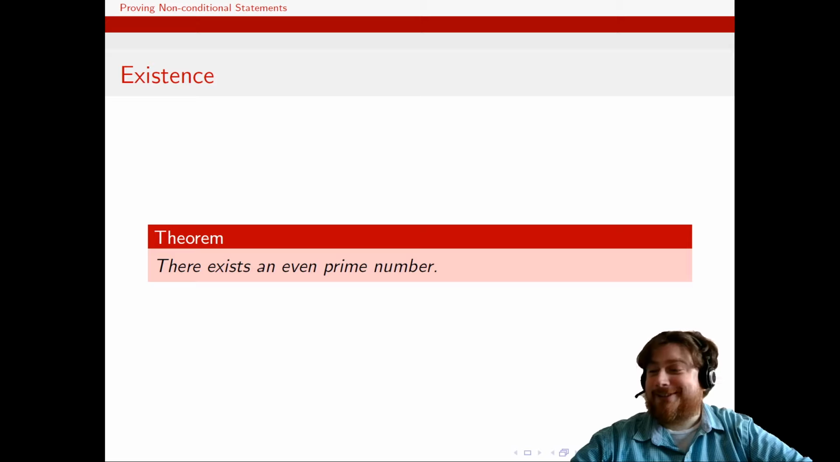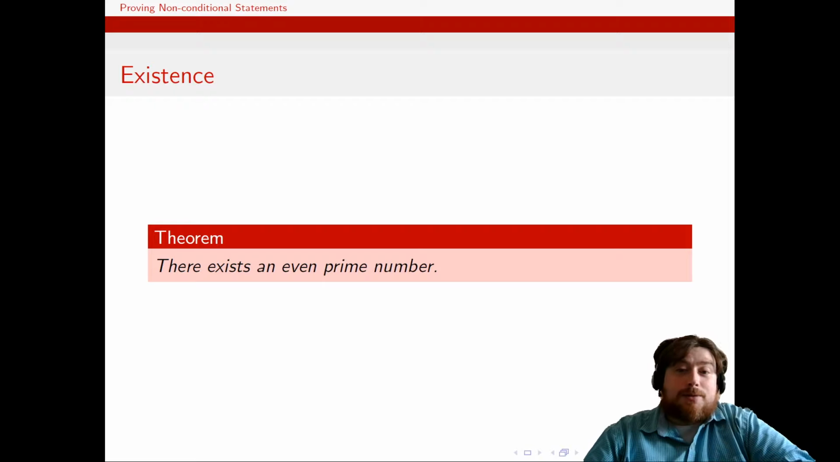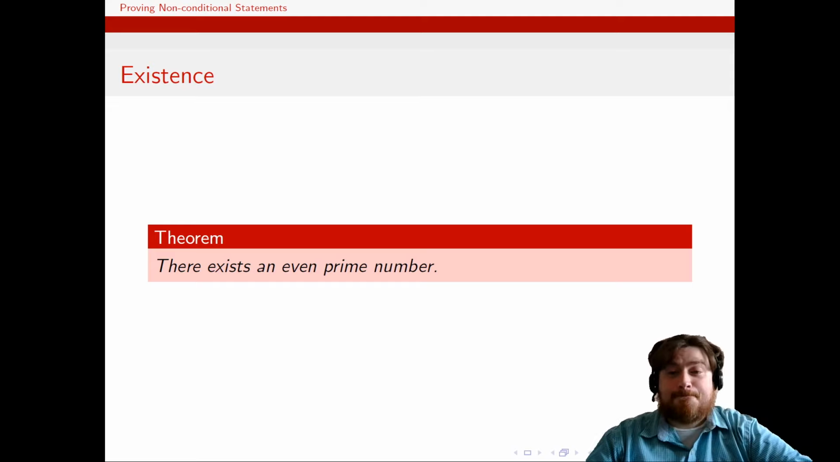Two. Very good. You guys got it. So 2 is both even because it's divisible by 2, and it's prime because it's only divisible by 1 and itself. Therefore, there is an even prime number because we've given an example. And a lot of times that's what existence proofs look like, is you just find an example, therefore it exists.